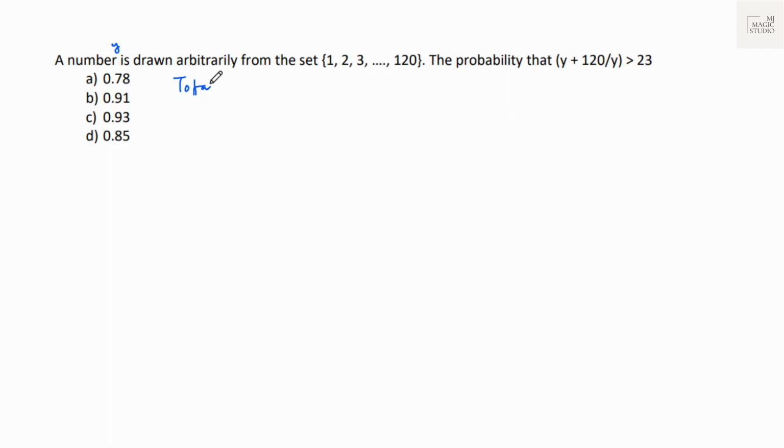The total number of cases we have is 120. Now, a number should be such that y plus 120 by y is greater than 23, and these kinds of sums always have a trick embedded in the question itself. Look carefully at 120 and this 23. Try to pick two numbers such that their product is 120 and sum is 23, and hence you will get the answer. You will see that 15 into 8 is 120 and 15 plus 8 is 23.